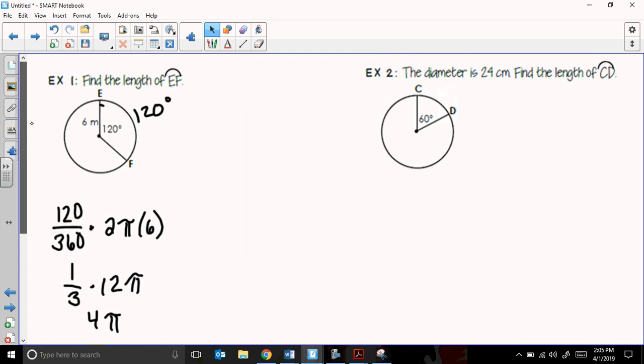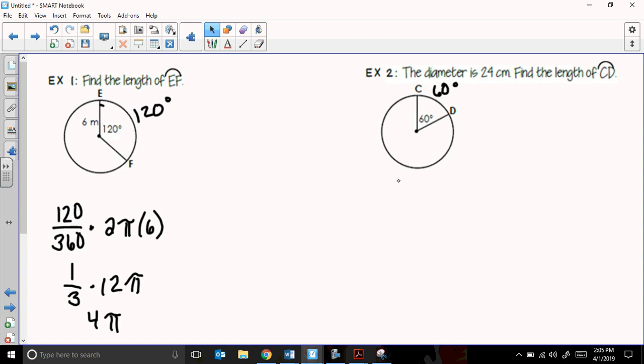All right, let's try number 2. Number 2 says the diameter is 24 centimeters. Find the length of CD. So we want the length of CD right here, which is this minor arc. The central angle is 60 degrees, which would make the degree of this arc that's intercepted 60 degrees as well.